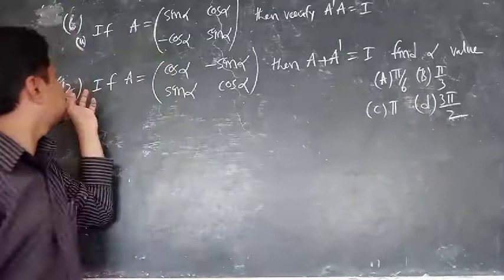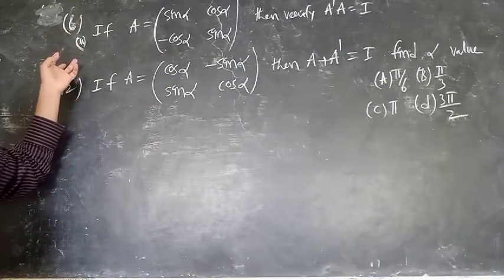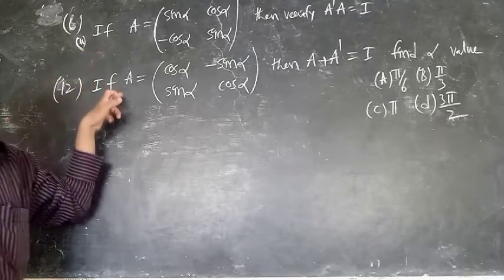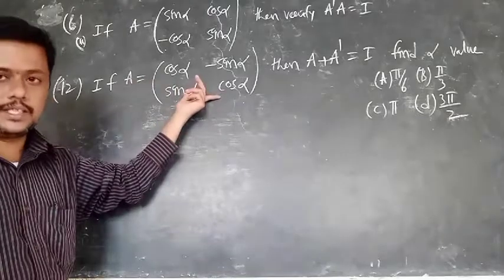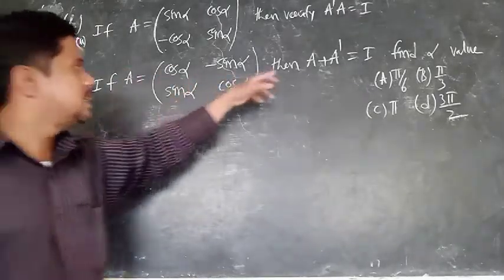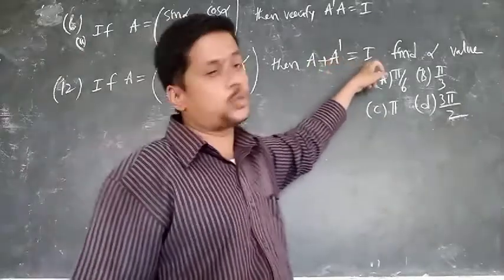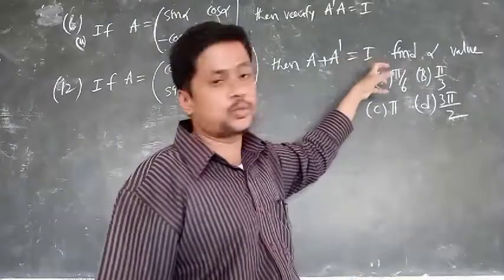Next we will move to question number 12. I will do the 7th and the rest later. This is a related problem, that's why I am doing this one. If the A matrix is given like this, question number 12, then A plus A dash is equal to I. The problem itself gives A plus A dash is equal to I.